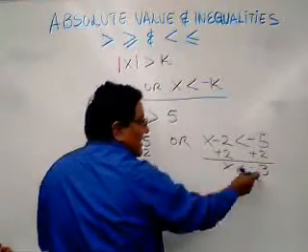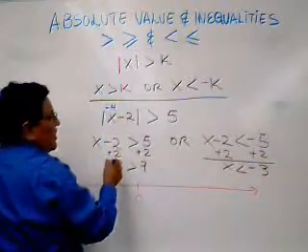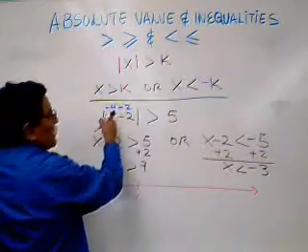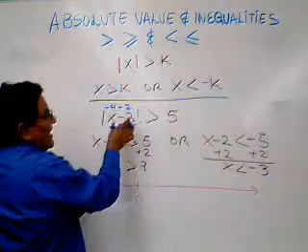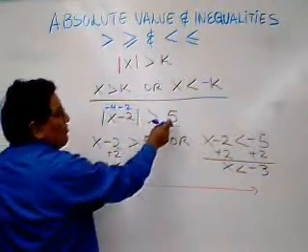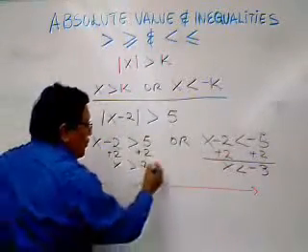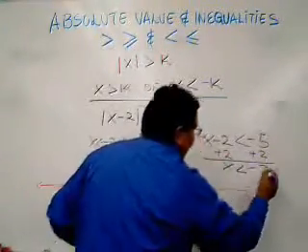Now let's check with this result. x has to be less than negative 3. So I'm going to choose negative 4. Negative 4 minus 2 is negative 6. The absolute value of negative 6 is 6, and it is greater than 5. Yes, it works. Therefore, both answers check.